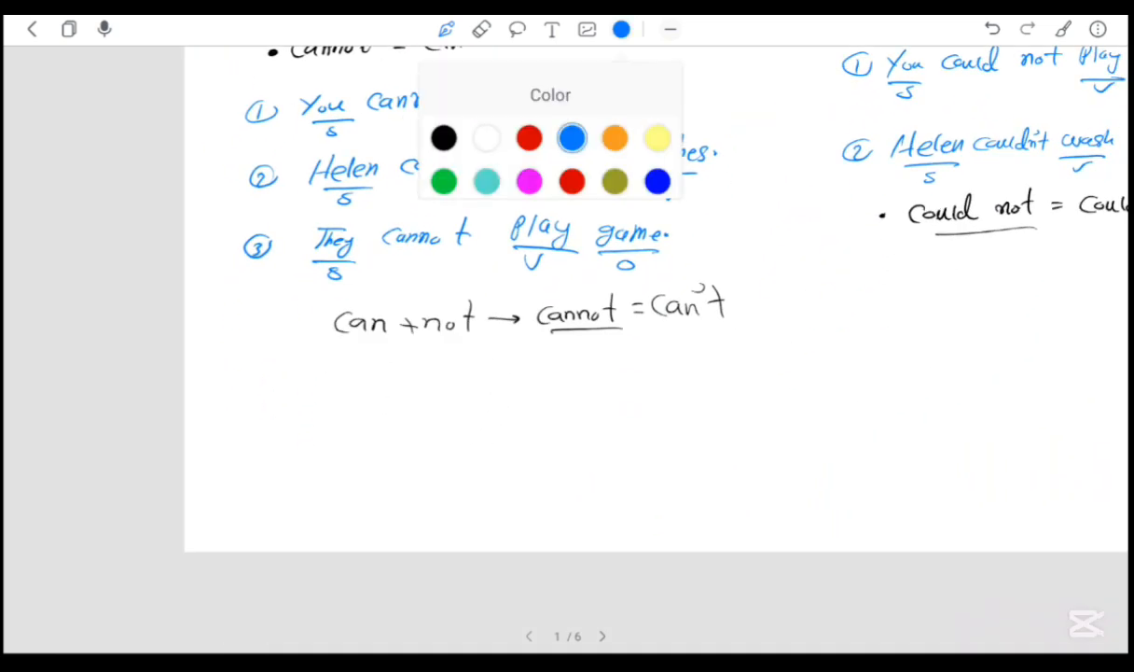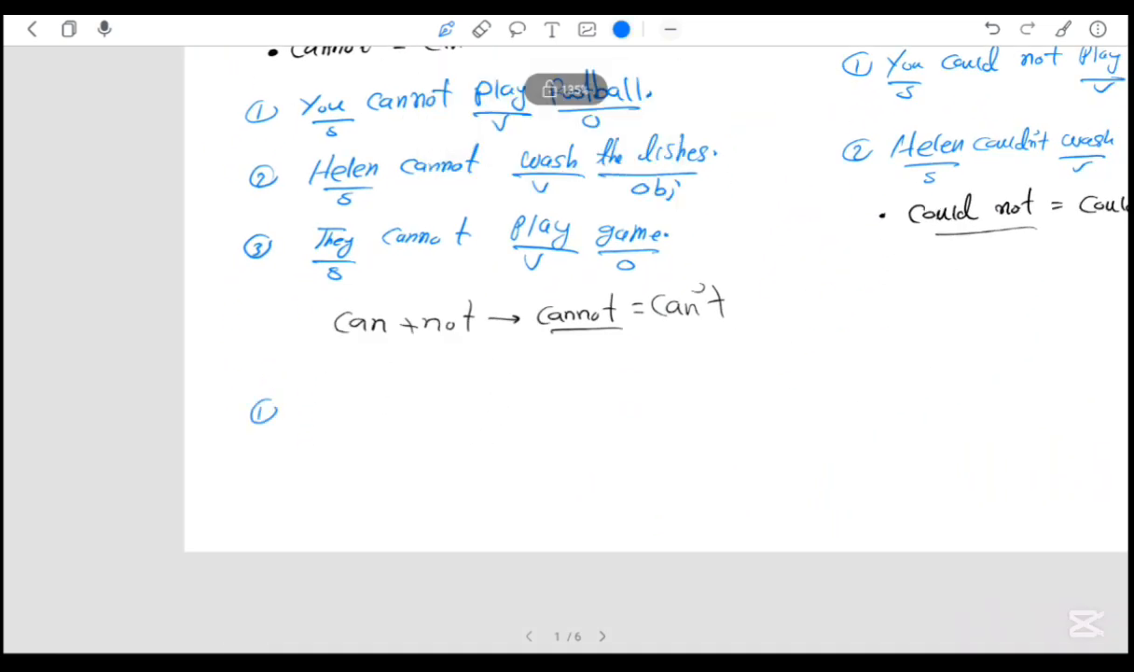So let me write a sentence for that. Sentence number one, a question. Let's say, can you play football? You can see that it's easy. So we have subject, verb, and object. We are asking about the ability of someone, like, can you play football? It means, do you have the ability to play football right now? Or are you able to play football right now?